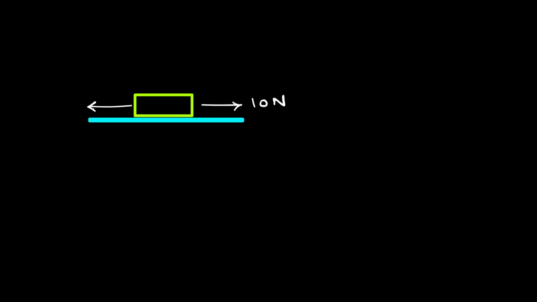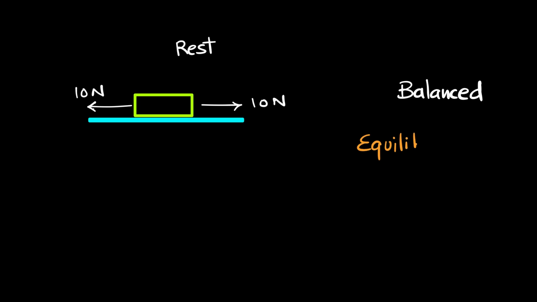Now let's draw a diagram. This is a flat surface. On top of it, I'm drawing a box. The forward force is 10 Newton. The backward force is 10 Newton. The forces are balanced. Let's say the particle is at rest. So therefore, we say the particle is in equilibrium under the action of forces. The forward force and the backward forces are equal.